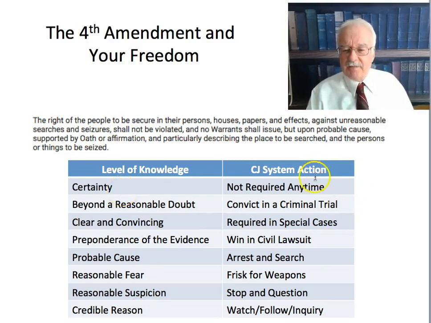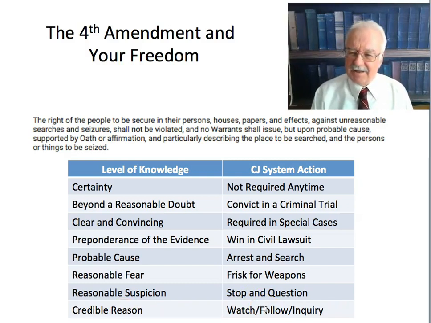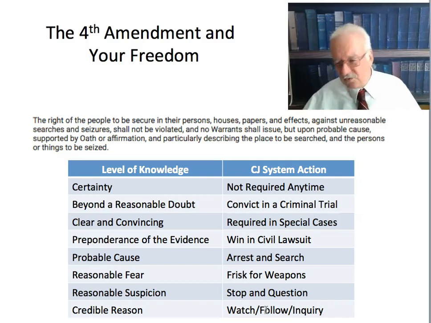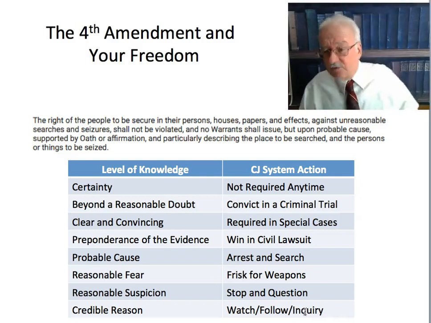And the other column has the actions, the criminal justice system actions that particular level of knowledge makes it legal to do. So let's talk about an officer who has a credible reason to think that you're doing something that might be illegal. This is a very low level. This doesn't look right. Something's wrong here, right? This person's acting really, really suspiciously. So with a credible reason, an officer can watch you, can follow you around in a public place, and can even stop you and ask you questions if they have a credible reason to think that you're engaged in criminal activity.